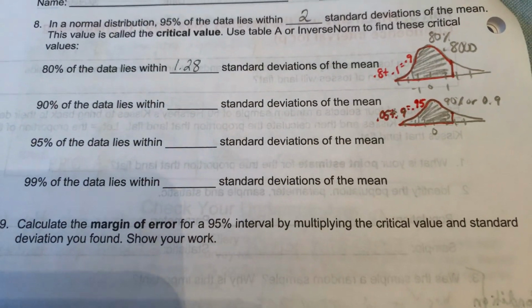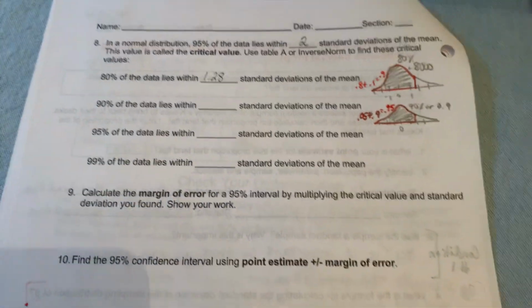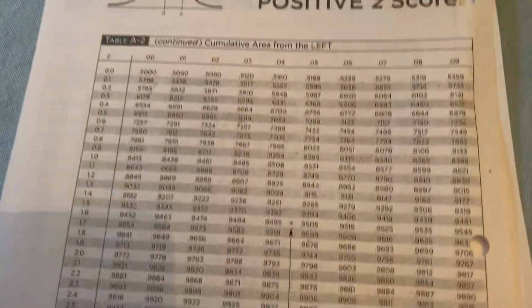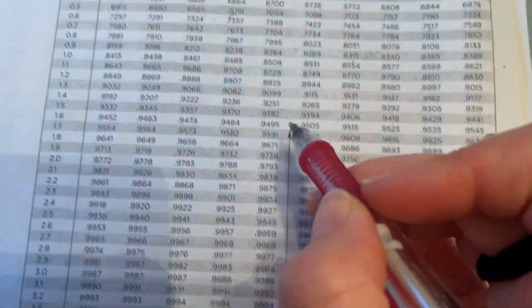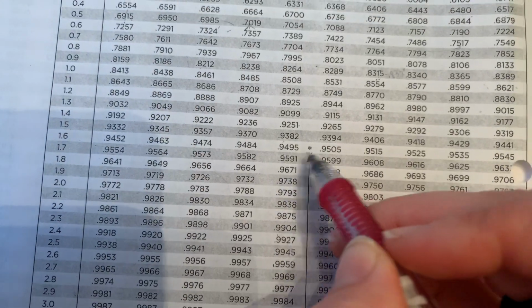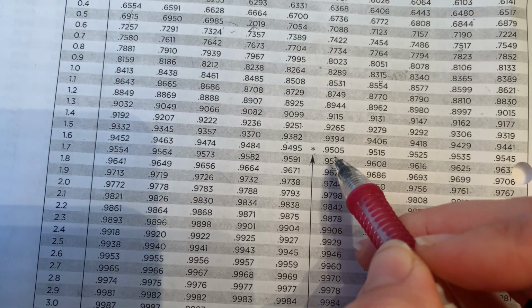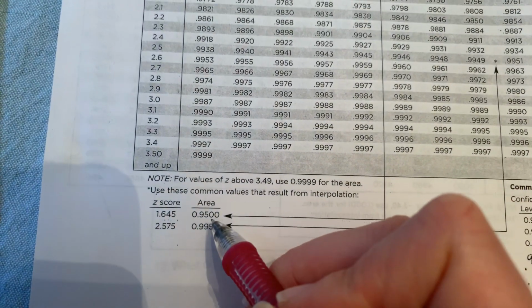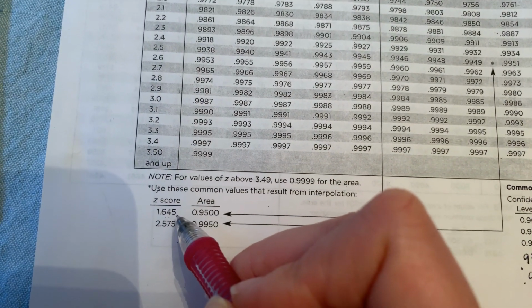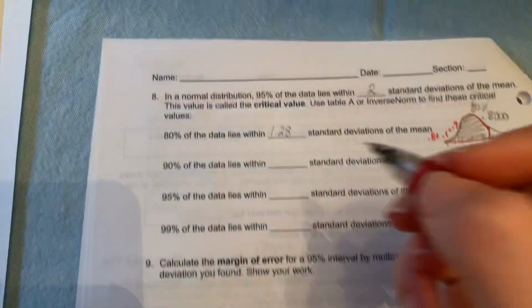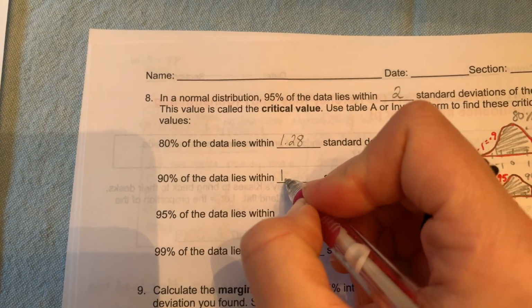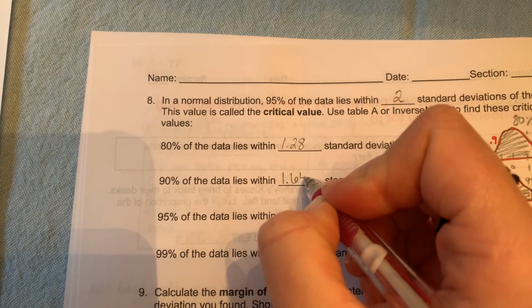Oh, I've looked for 0.95 in table A before, I believe. Let's see if I can find it. Nope, that one. There we go, 0.95. Of course, it's right between 0.945 and 0.9505. So I follow that little star down. An area of 0.95 is one of my special cases, so its z-score is 1.645. All right, so 95% of the data lies within 1.645 standard deviations of the mean.